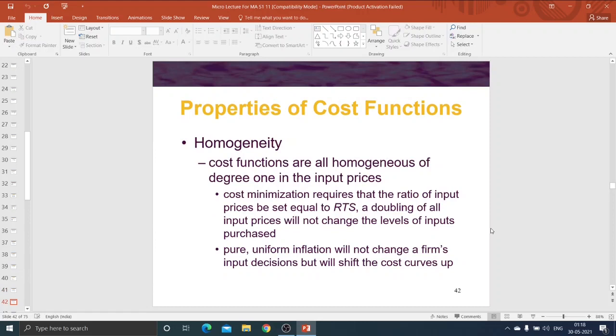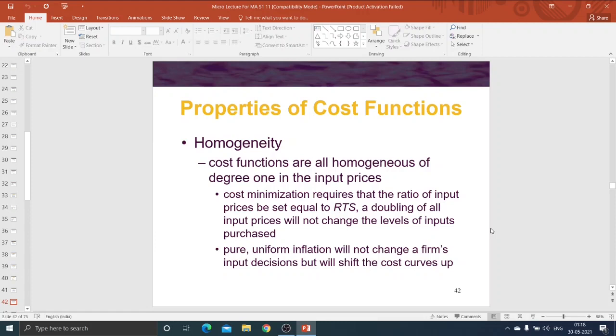Homogeneity is a very important aspect as far as the properties of cost functions are concerned. Let's discuss one by one. So what is homogeneity? Cost functions are homogeneous of degree 1 in the input prices. Cost minimization requires that the ratio of input prices be set equal to the RTS. A doubling of all input prices will not change the level of inputs purchased. So this is very important: a pure uniform inflation will not change the input decision but will shift the cost curve up. This is the most important element which we have to keep in mind.